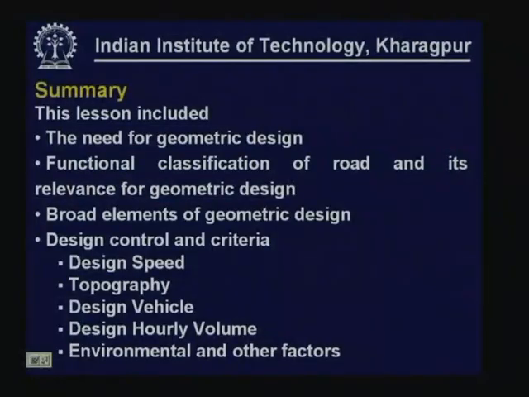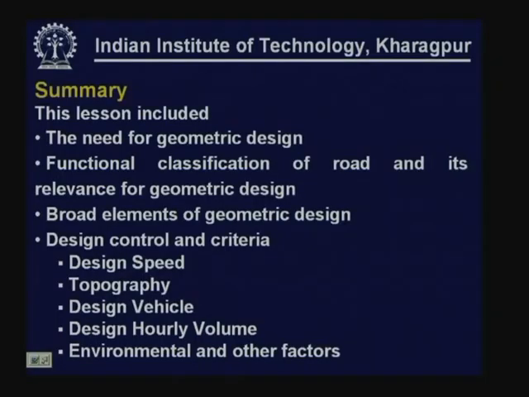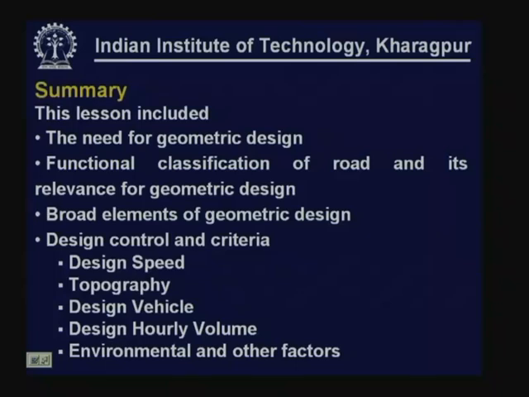Under this design control, we discussed the need for terrain classification, and the mixed traffic condition, a way to express a heterogeneous traffic stream as a stream of homogeneous traffic by using passenger car equivalency values. And we have also talked about the ADT, what we normally measure in the field, how to convert ADT to AADT, annual average daily traffic, and then how to estimate the design hourly volume from the AADT. All those aspects we have discussed and covered. That essentially completes the discussion under lesson 1.